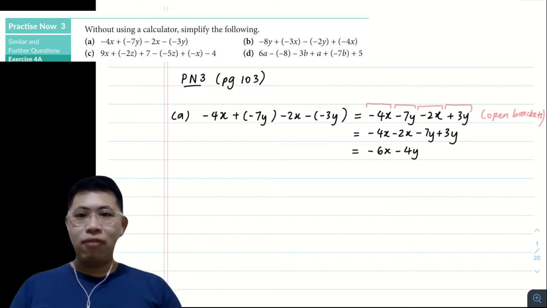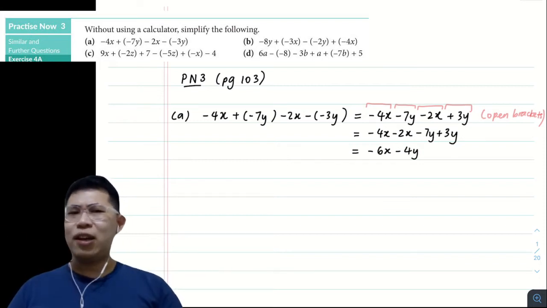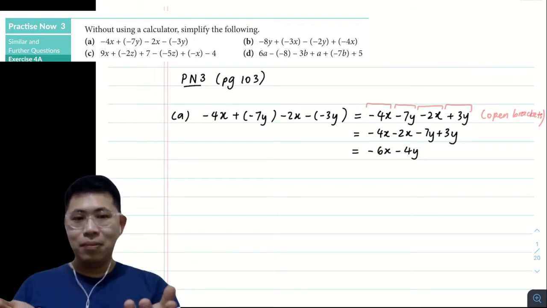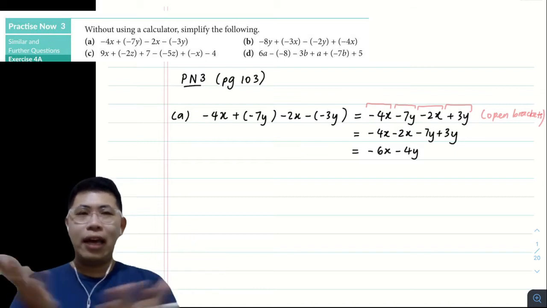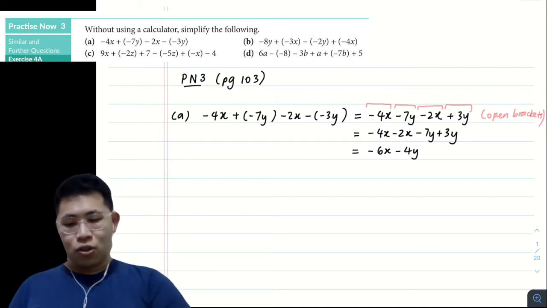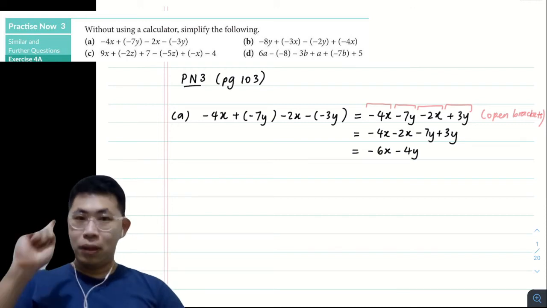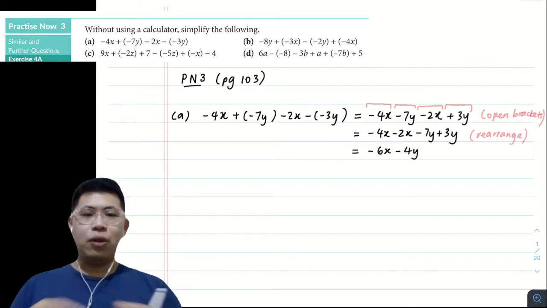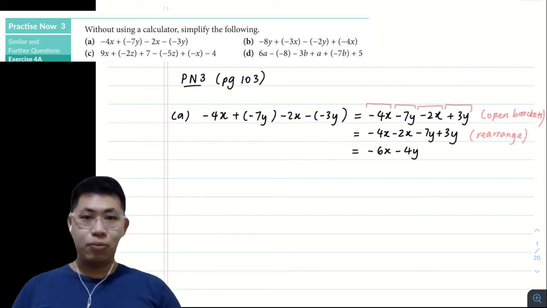Can I simplify them further? Can I add them further to become, for example, a negative 10xy? No, I can't do that because x and y are unlike terms, and we will stop there. We can only add or subtract like terms. Okay, so to recap, we open the brackets first, then we rearrange the terms, and we proceed to do our addition and subtraction.